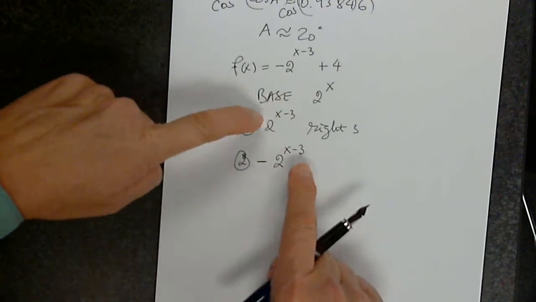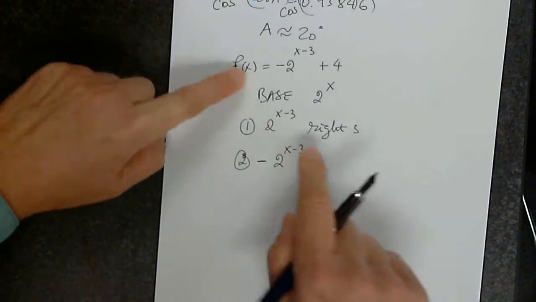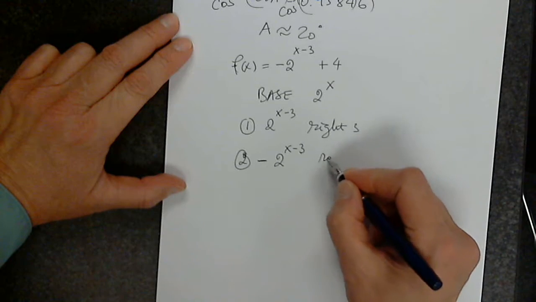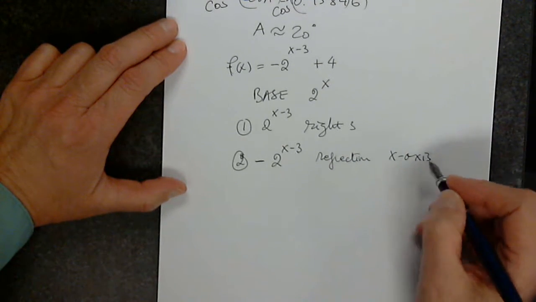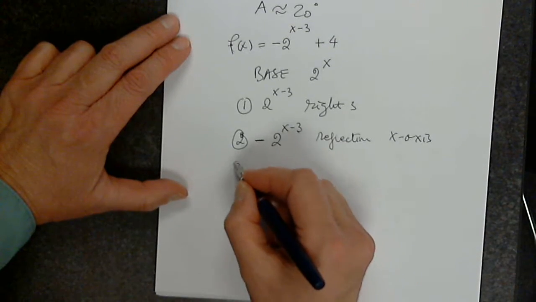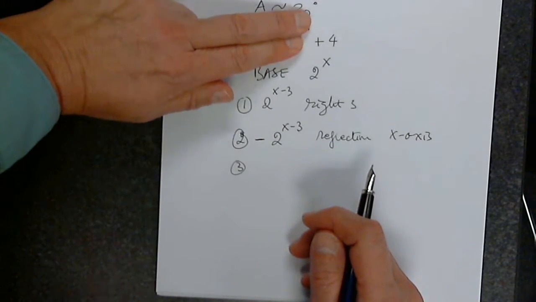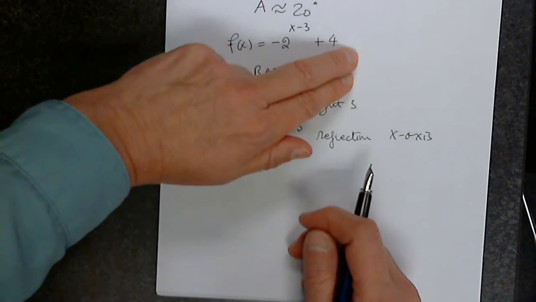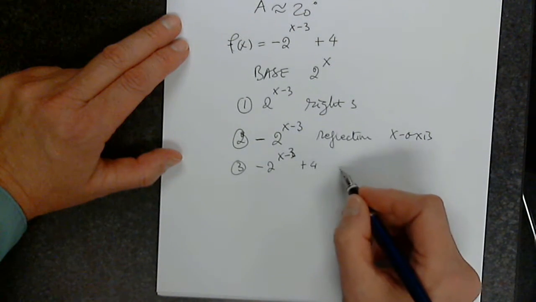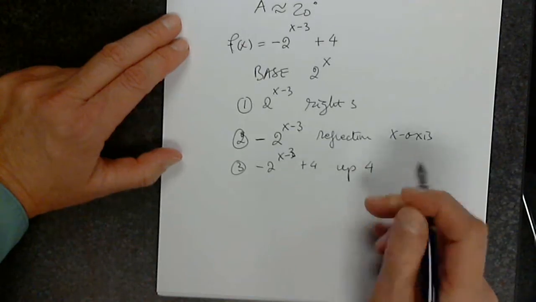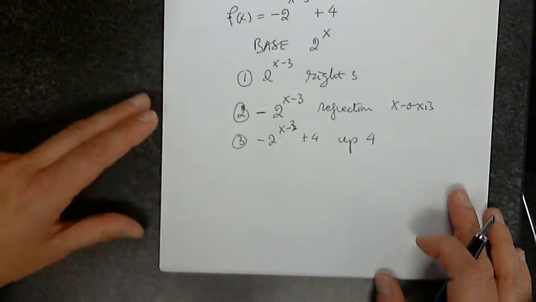So x did not change, so this is y and this is y. But now it's -y. So this is a reflection with respect to the x-axis, or about the x-axis. Now I'm done with this, because this is the function from 2, but I have to add 4. So -2 to the x minus 3 plus 4 will be up 4. Now let's find the x and y intercepts, and then we'll present all transformations and the base function.